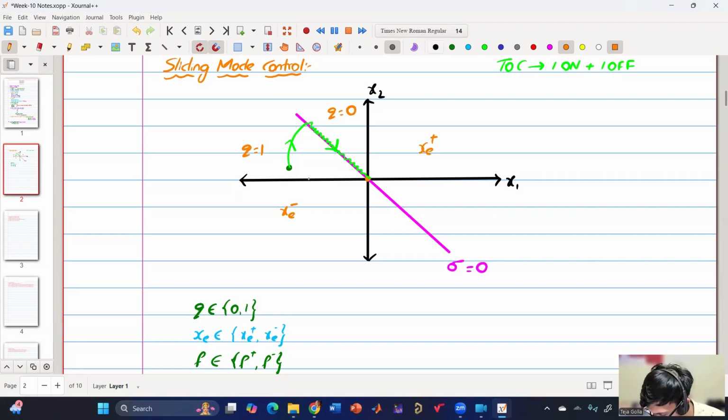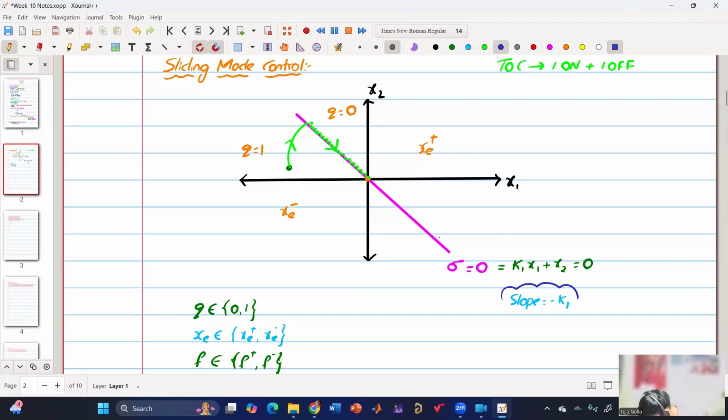Now sigma is dependent on x1 and x2, so I can consider k1 x1 plus x2 equals 0. Because it's two-dimensional, my sigma will be a single dimension, a function of x1 and x2 with gain k1. So the slope is negative, which is minus k1. And I'm getting this kind of operation.